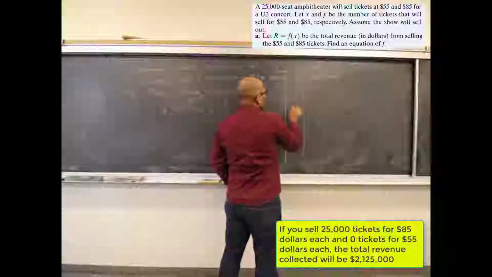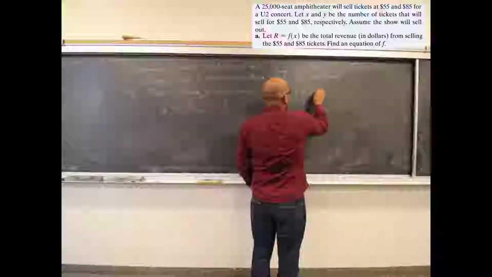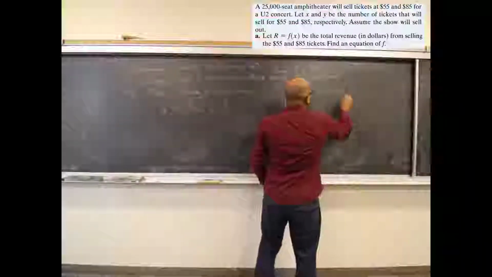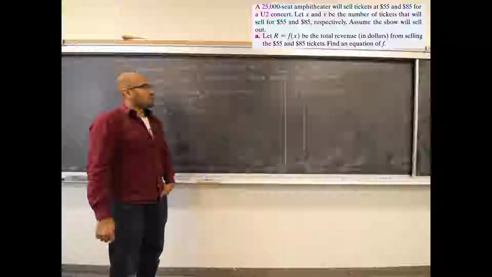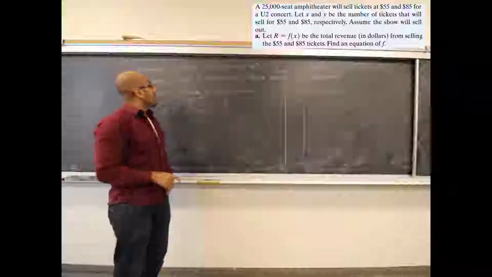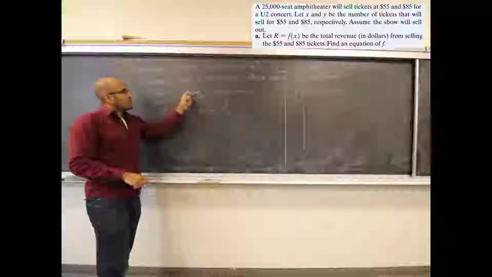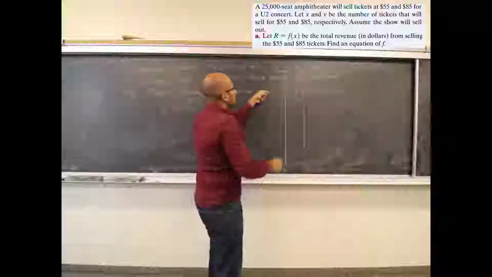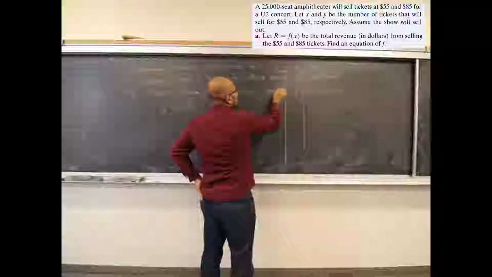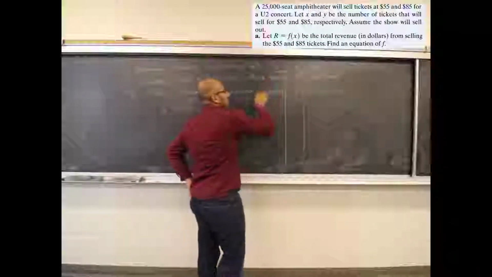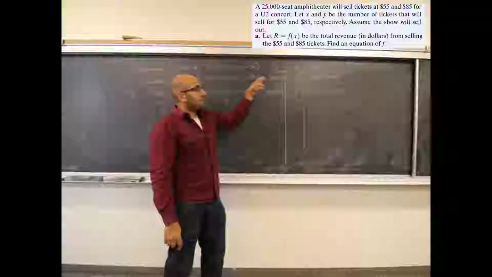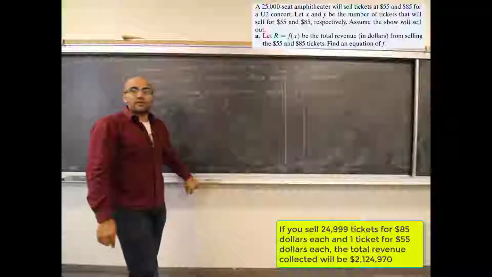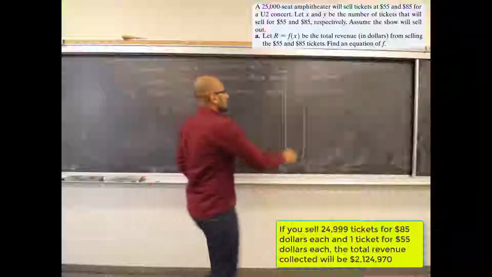So if we put a 1 here, then the answer here is going to be $2,124,970. How did I know that so quickly? You subtract 30. Good. The slope here is 30, so when I put a 1 there, I'm going to subtract 30 from this amount. So this means that I sold 24,999 tickets at the $85 price range, 1 ticket at the $55 price range, and so together we collected $2,124,970, right? It's pretty easy to come up with some of these other ones.